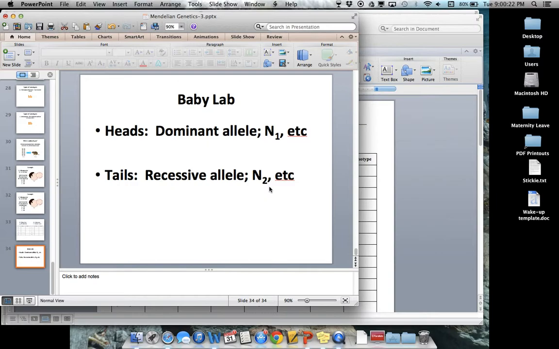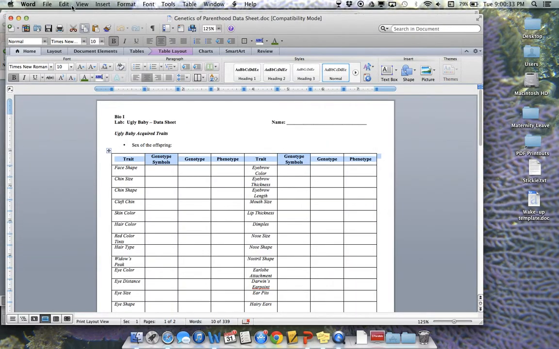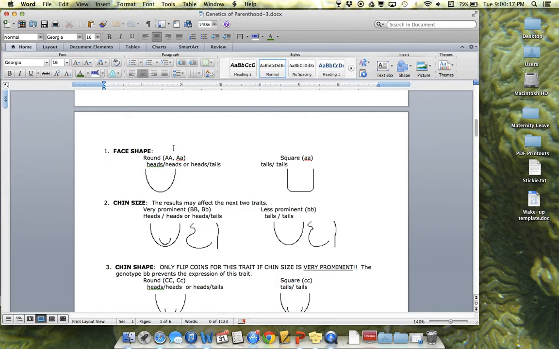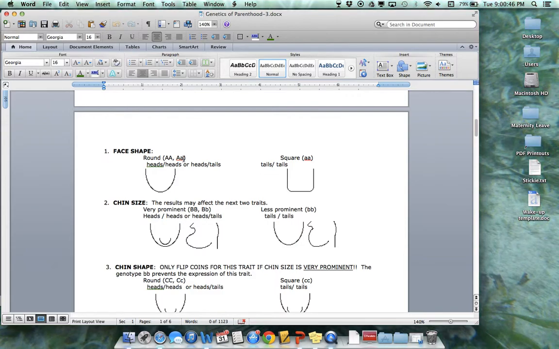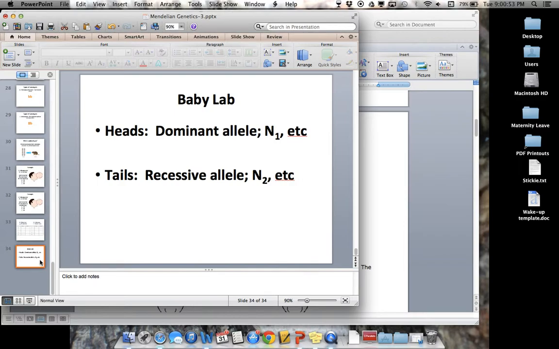So if you guys flipped, all right, if you have a heads, heads is going to be the dominant allele, okay? If you have tails, tails is going to be the recessive allele, all right? So what we're going to have right here is you're going to look at this sheet right here, okay? So if you had 2 heads, you're going to have big A, okay? If you had a heads and a tails, you're going to have big A, little a. If you had 2 tails, you got little a, little a. Does that make sense?